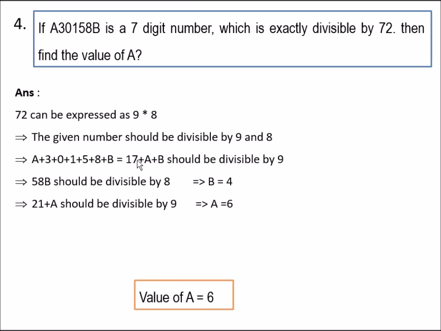If you substitute in this equation, you will get 21 plus A, which should be divisible by 9. So the sum should be divisible by 9, which gives that A is equal to 6. So the value of A is 6.